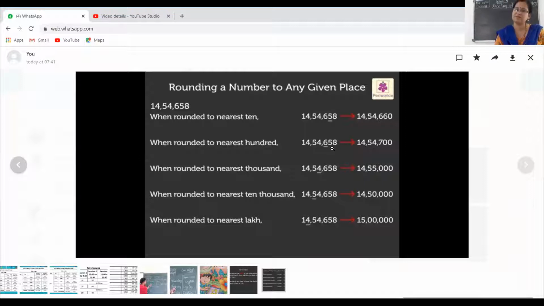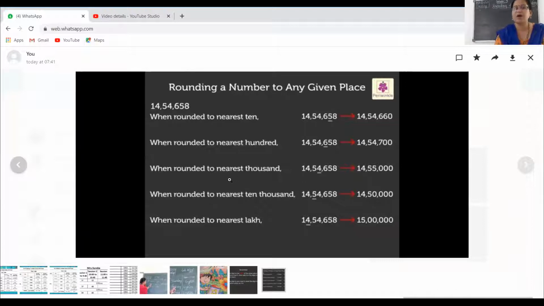If it is less than 5, leave it as it is and put zeros. So here it is 5. So we'll go to the next level. 6 will become 7 and 58 will become 0. Remaining digits will be 0.